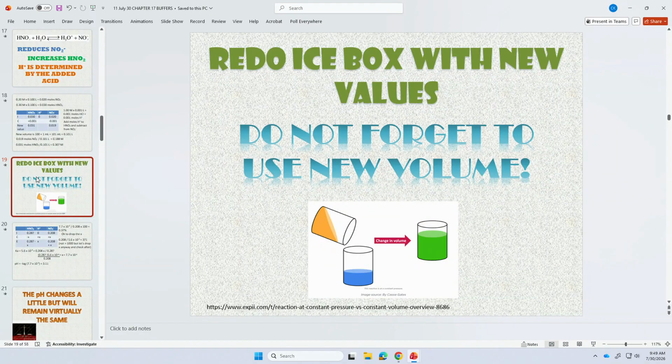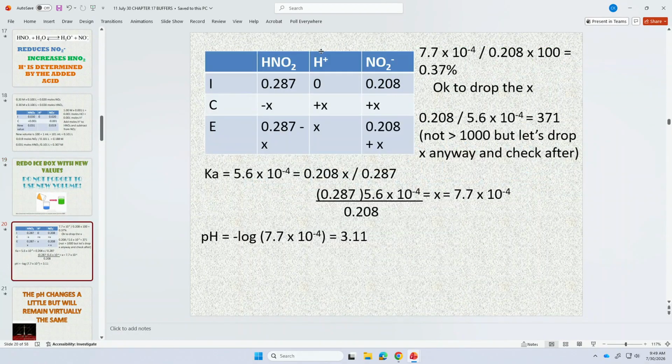I don't know who's texting me, but you gotta stop it. So this is actually 0.188, and this is 0.307.